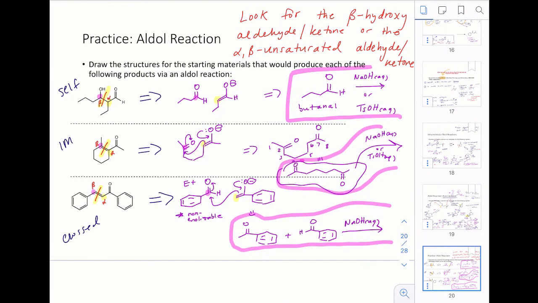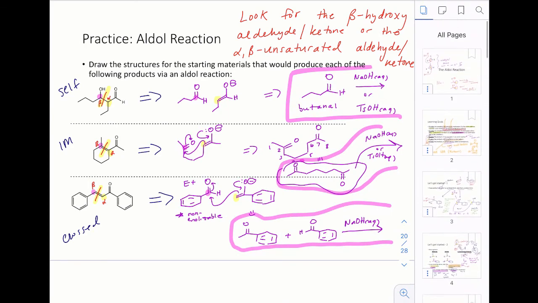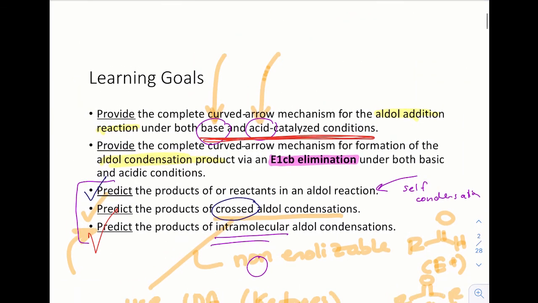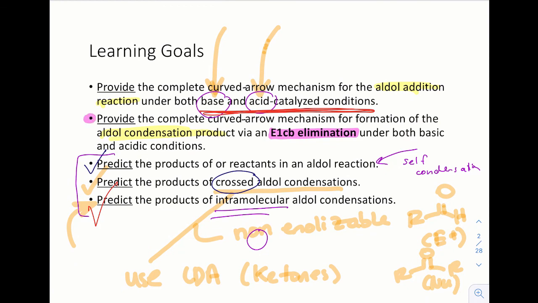Great, we've done it. Don't leave quite yet. I did want to point out one weird thing on the learning goals. So where it says provide the complete curved arrow mechanism for the formation of the aldol condensation product by an E1CB, E1CB is just under basic conditions, and as we said, under acidic conditions, it's just a normal E1 elimination. All right, excellent. Time to practice.